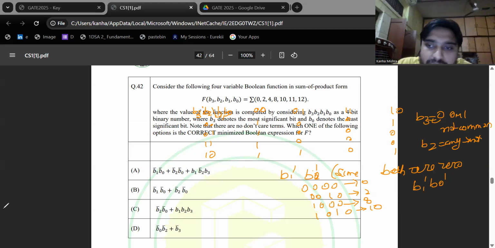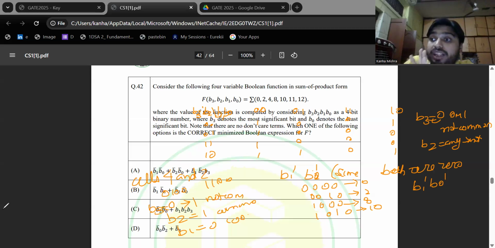Let's try group 2 with cells 4 and 12. So if I try with cells 4 and 12, which is basically 0 1 0 0 and 1 1 0 0, then it will look somewhat like this: B3 is 0 and 1, not common. B2 is equal to 1, that is common. And B1 is equal to 0, that is common. If you guys don't understand what B3, B2, B1, B0 is, this is what the representation initially was. B3 is the most significant bit, right? And B0 is also 0, which is common.